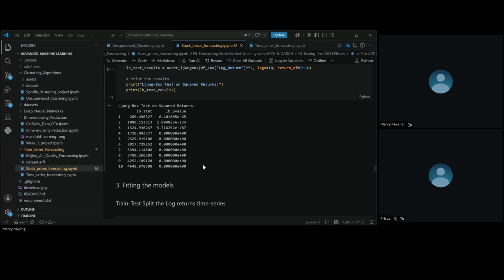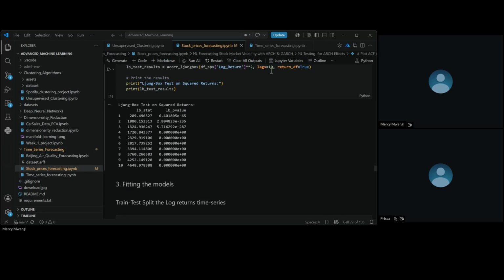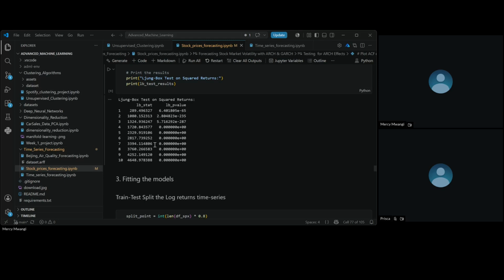And therefore there are ARCH effects all the way to lag 10. You can absolutely check all the way to 50 and see what that gives you. But this is a telltale sign that our data has ARCH effects and therefore we can proceed applying ARCH or GARCH. Ask a question.